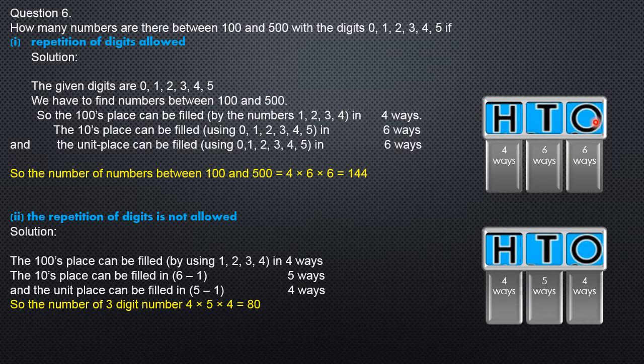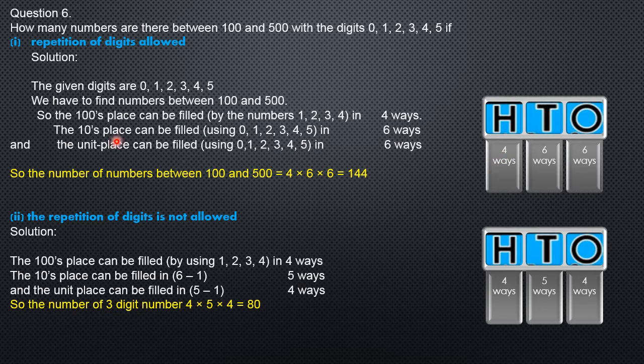So units place, that is ones place, tens place, hundreds place are there. First one. Hundreds place can be filled by using only 4 numbers. 4 numbers means 1, 2, 3, 4 only. Reason, if 5, the number is more than 500 also possible. So in between 500, I mean 499. So here 4 numbers only possible.